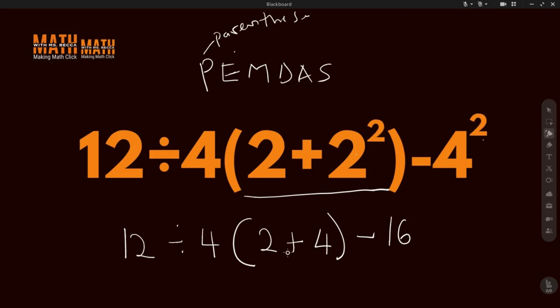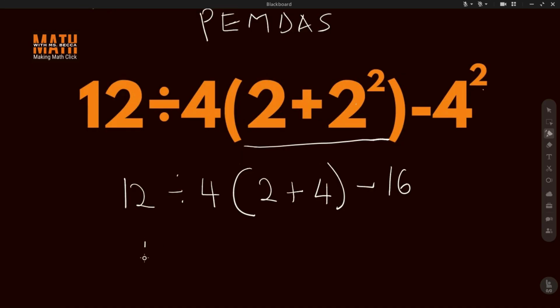We are yet to complete this, so let's simplify it further so that we have 12 divided by 4. 2 plus 4 is 6, and when we remove the bracket, it becomes times. So this will be times 6, then minus 16.